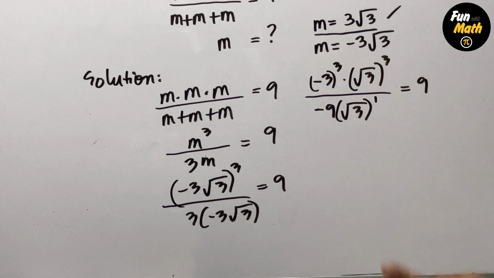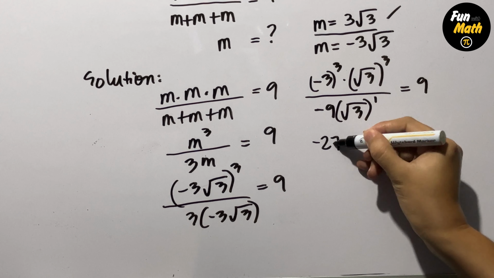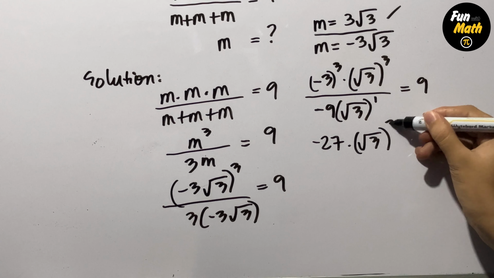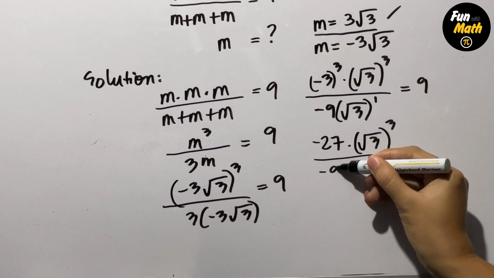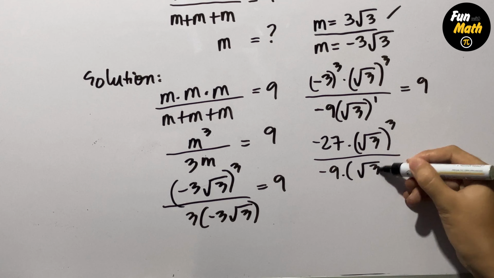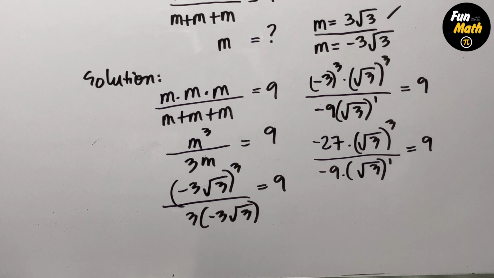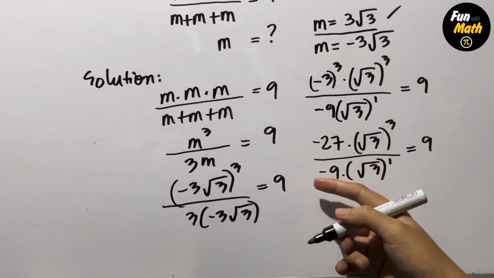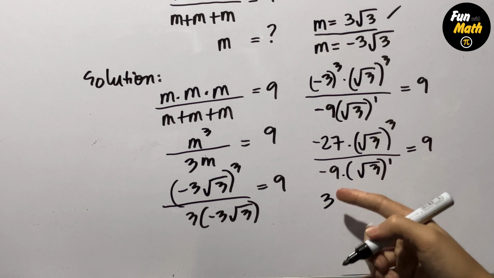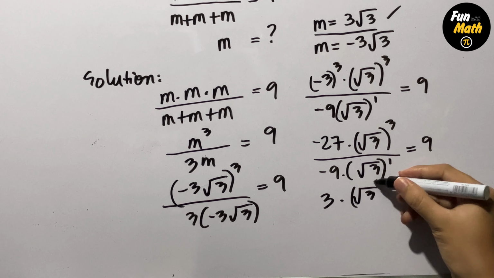So now negative 3 cubed, that is equal to negative 27 times square root of 3 whole to the power of 3 all over negative 9 times square root of 3 whole to the power of 1 equals 9. Now let's divide negative 27 divided by negative 9. That is equal to positive 3. So 3 times square root of 3 whole to the power of 3.